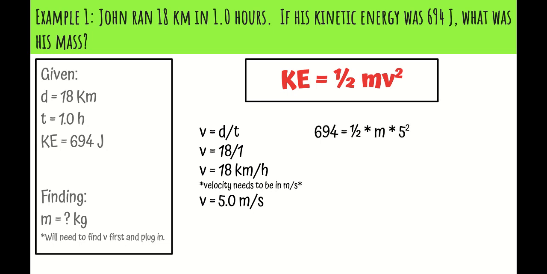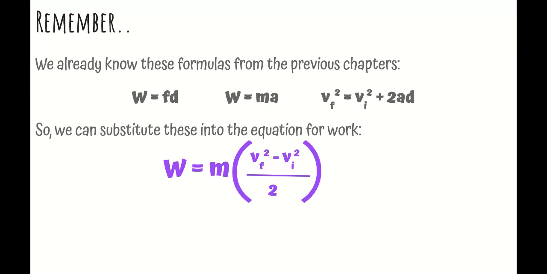Now we have all the variables that we need to substitute into this formula. We're going to sub in the 694 for the kinetic energy, equals 1/2 times the mass times the velocity, which is 5 squared. We are solving for mass. Again, you can rearrange this formula in the beginning to solve for mass if you'd like, or you can just solve for that missing variable. So we're going to break this down and solve it, and the mass of this person is 55.5 kilograms. And we knew all of that just based off of the kinetic energy and how long it took him to run a certain distance.